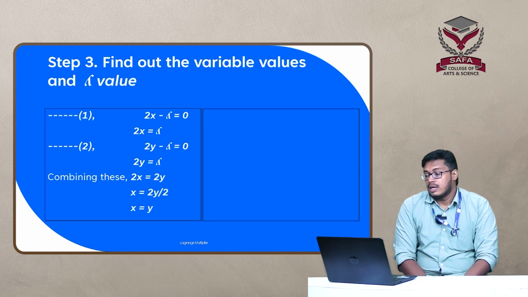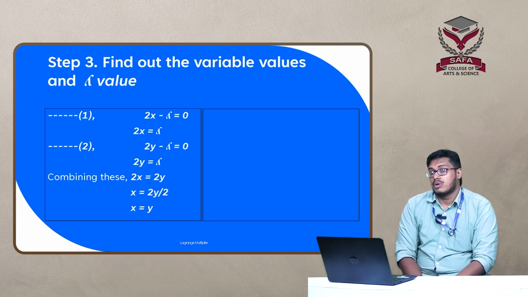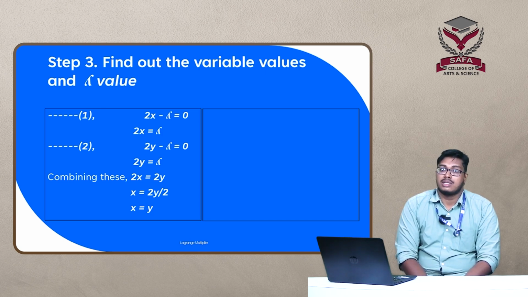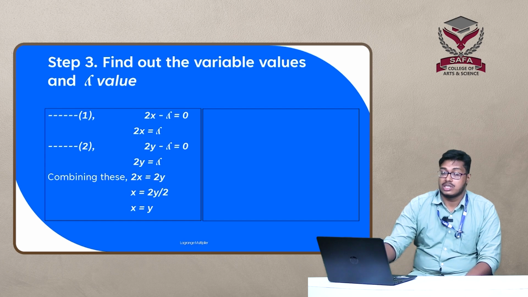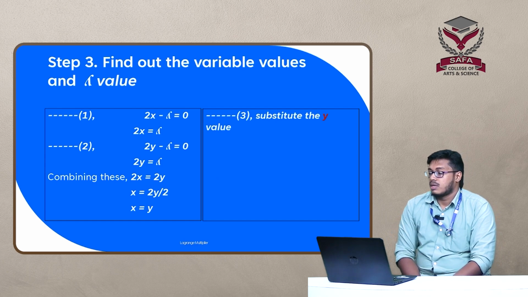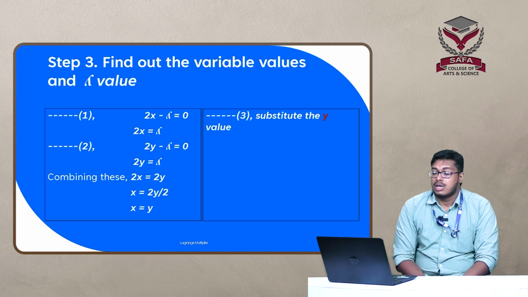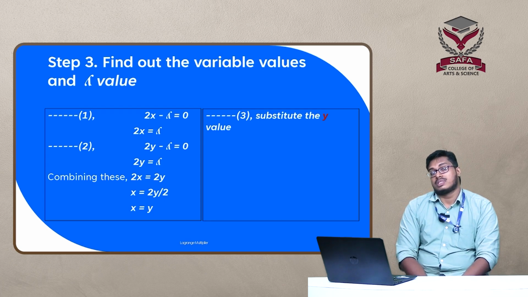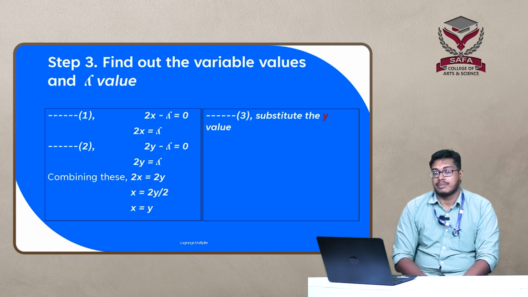Then x equal to y. We can get x equal to y. Then we can use equation 3. Substitute the y value in equation 3.